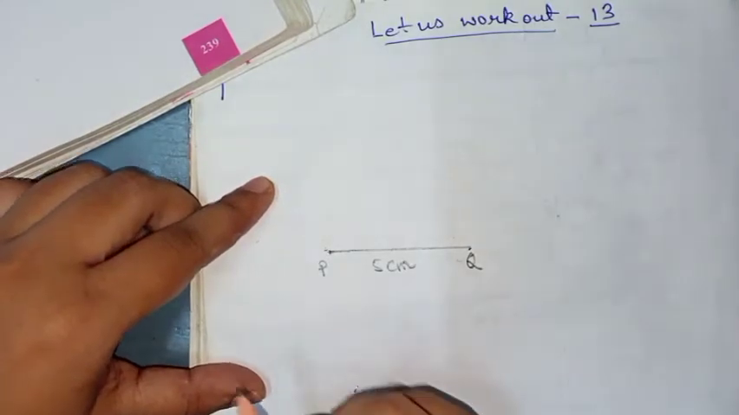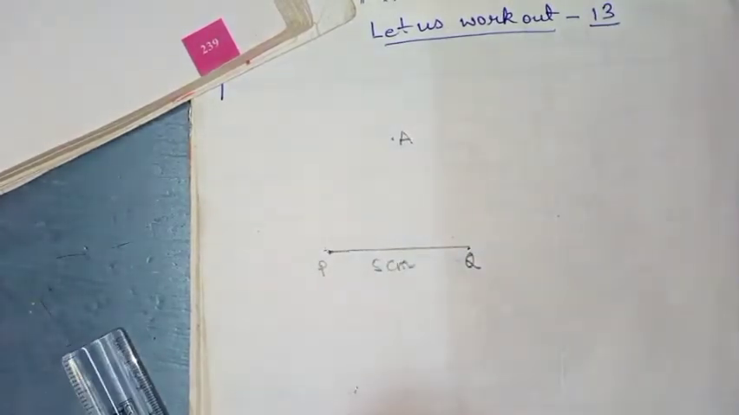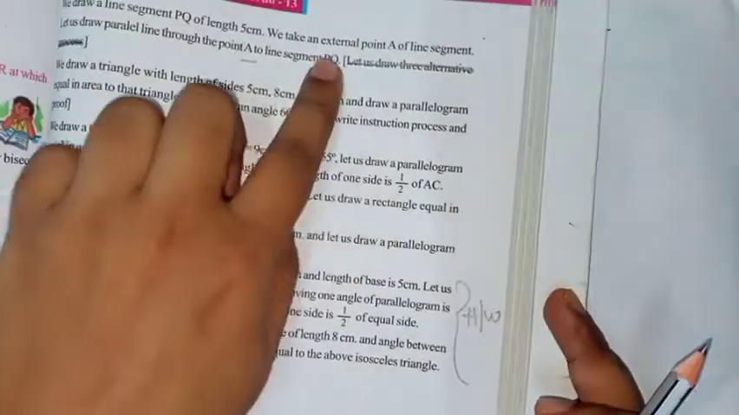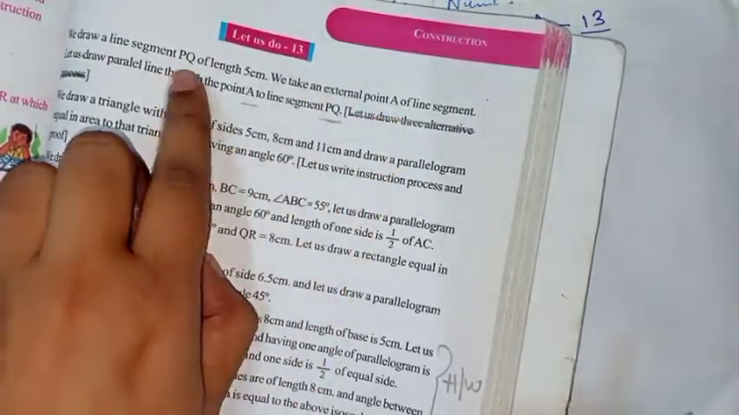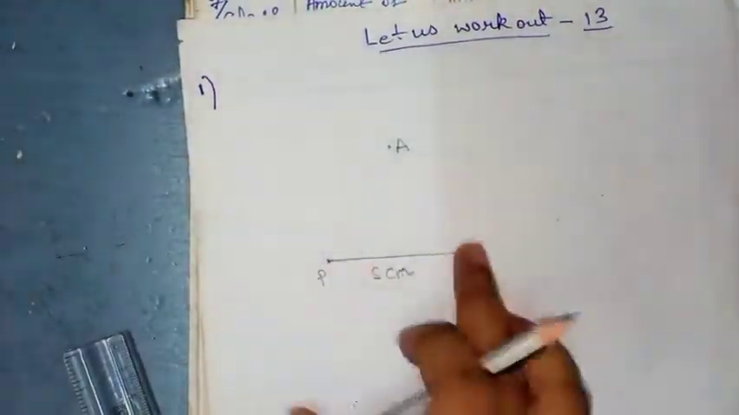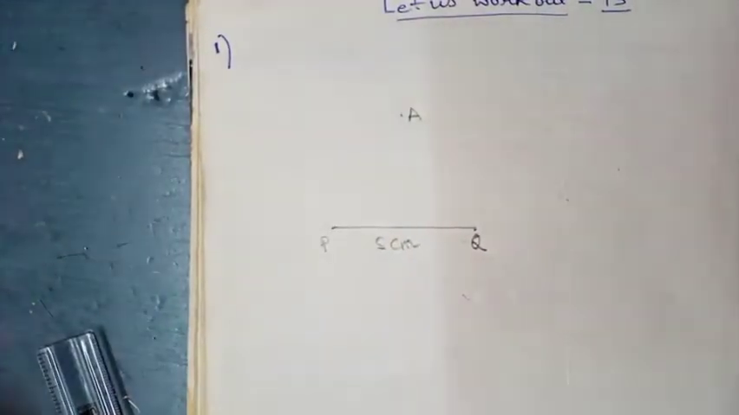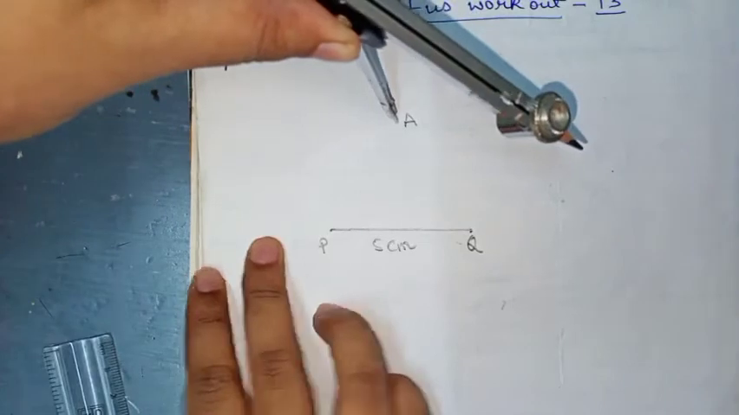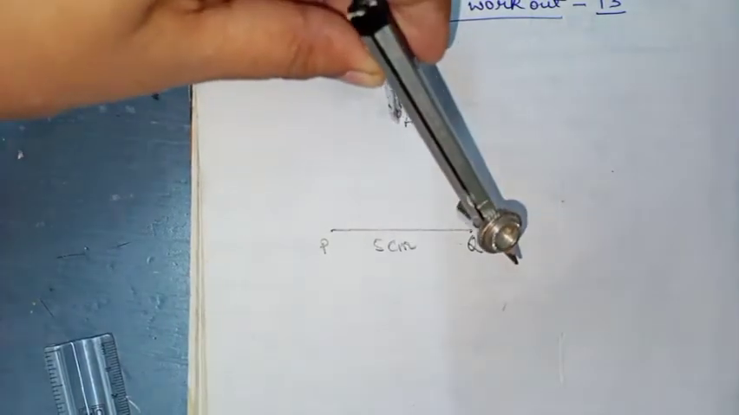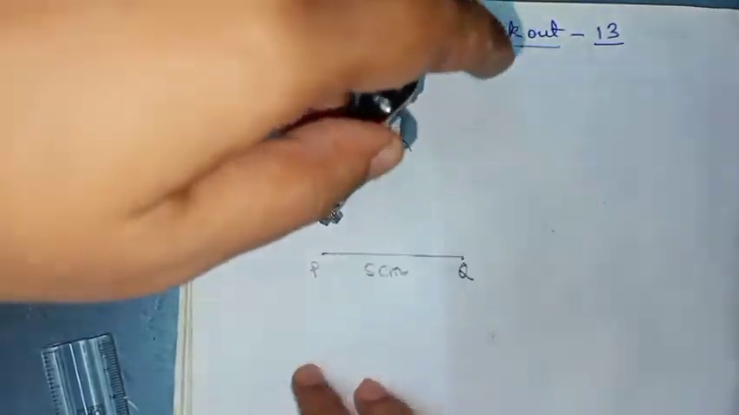Okay. After this, we will take one external point A, because they are telling us to take an external point A of the line segment. Okay, means we have to take an external point A of line segment PQ. External means outside of PQ, means you can take it anywhere. I am taking it here. After this, you will draw one arc. Now how will you draw one arc? See, you will keep your compass in point A and you will draw one arc.